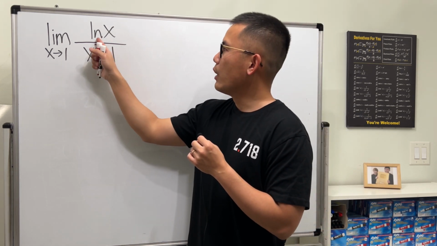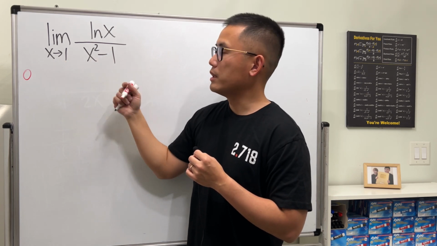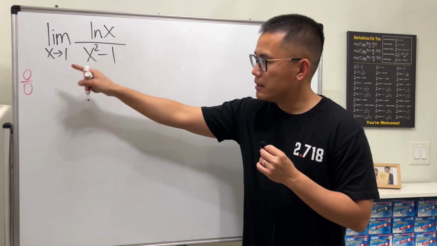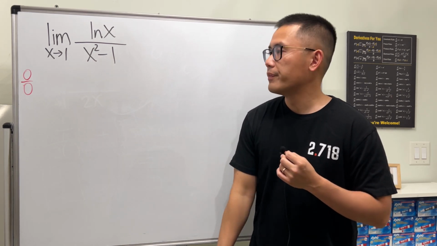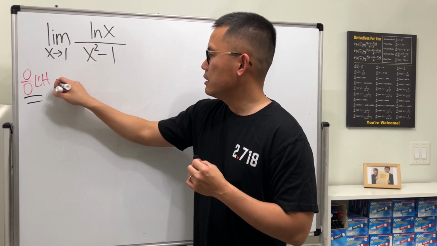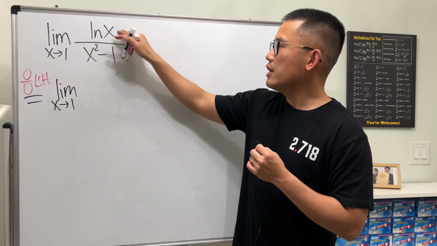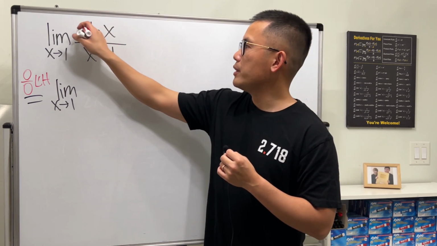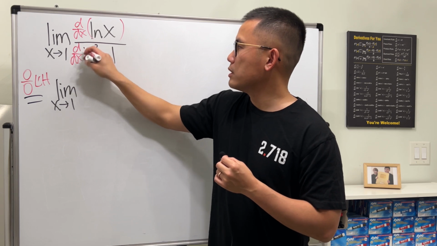When we do that, ln 1 is equal to 0. And then when we plug 1 into here, 1 squared minus 1 is also equal to 0, which gives us indeterminate form. But this is pretty good because we get to try the L'Hopital's rule. So by L'Hopital's rule, we can say this limit is still the same limit as x approaching 1, but instead of comparing the original top and the original bottom, we are going to compare the derivative of the top and the derivative of the bottom.